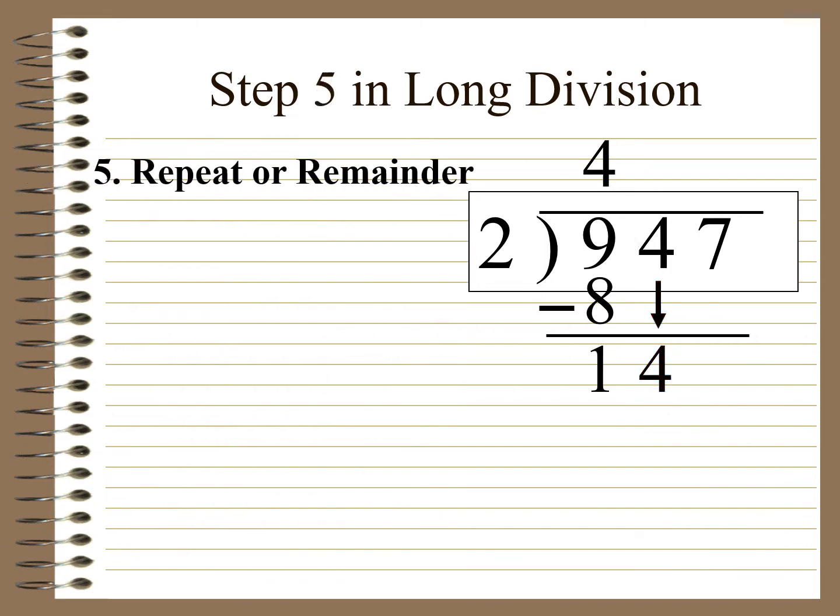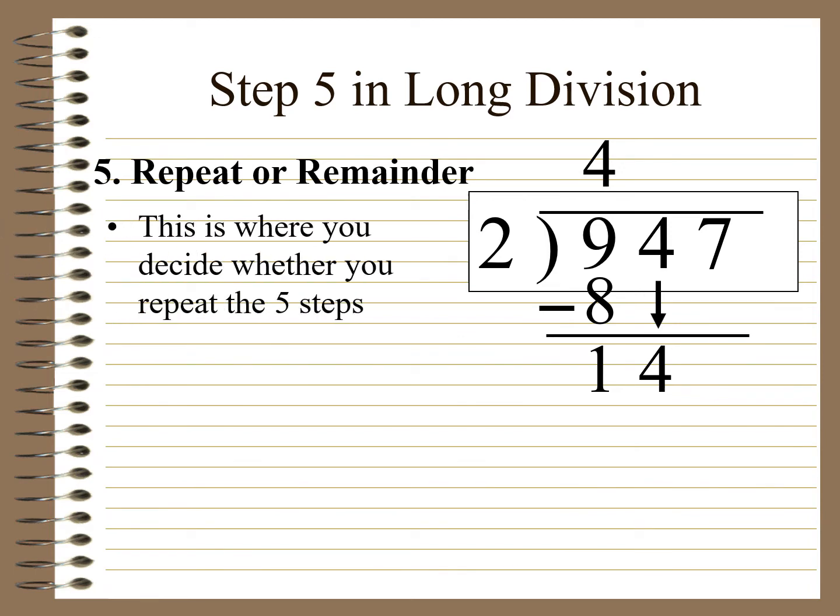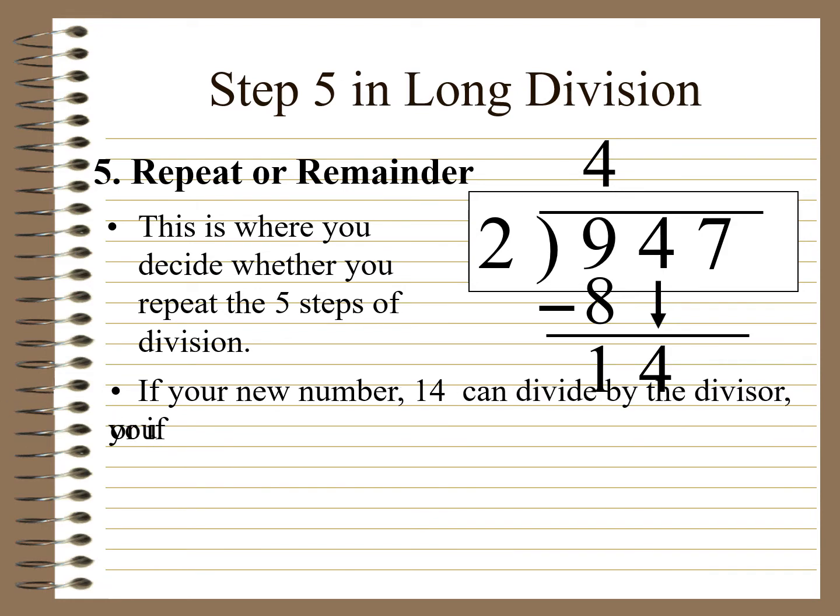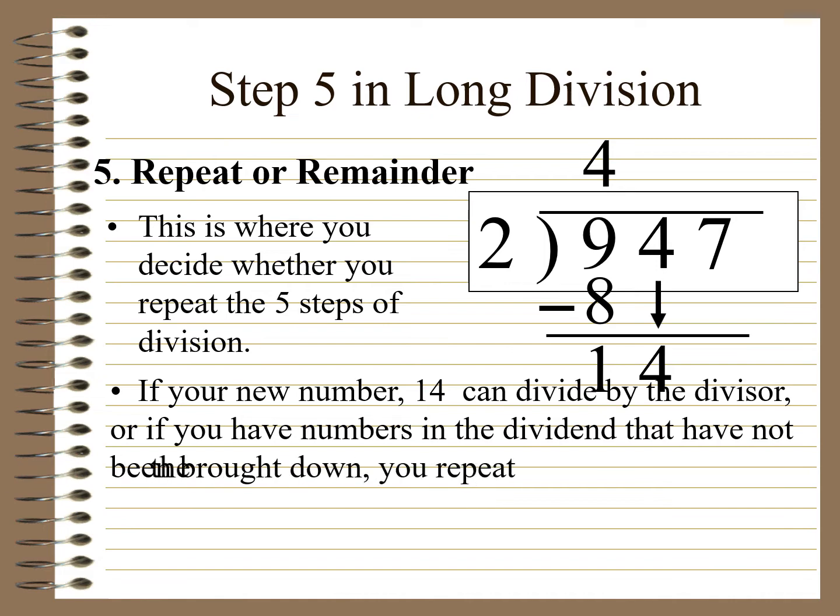Then, repeat or remainder. Step 5 in long division. Repeat or remainder. This is where you decide whether you repeat the 5 steps of division. If your new number, 14, can divide by the divisor, or if you have numbers in the dividend that have not been brought down, you repeat the 5 steps of division.